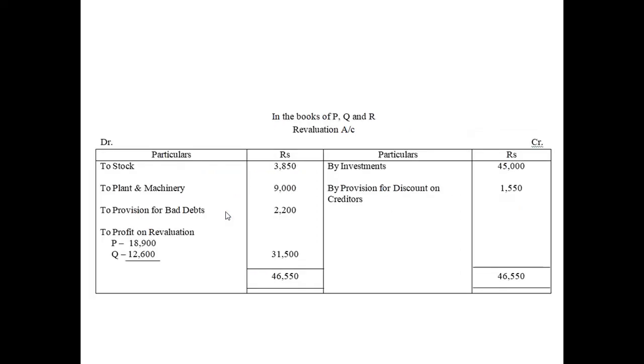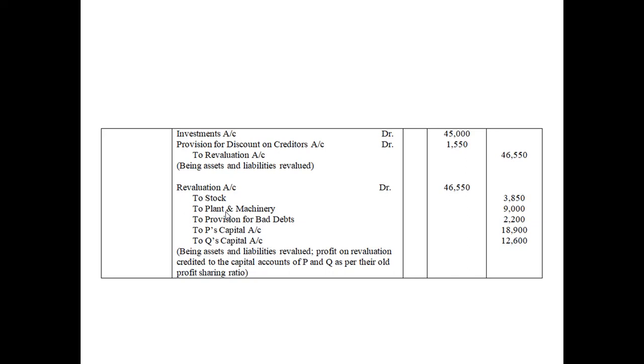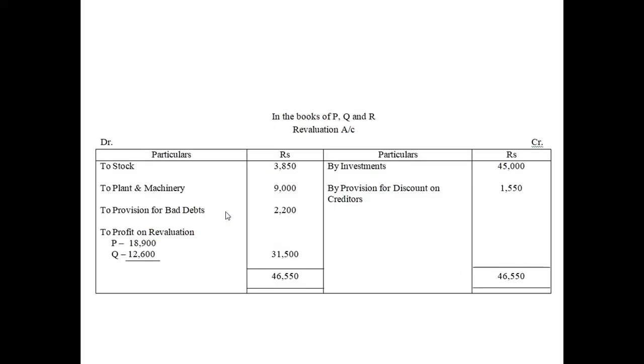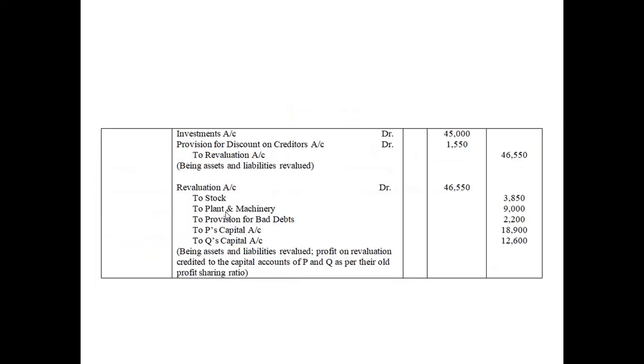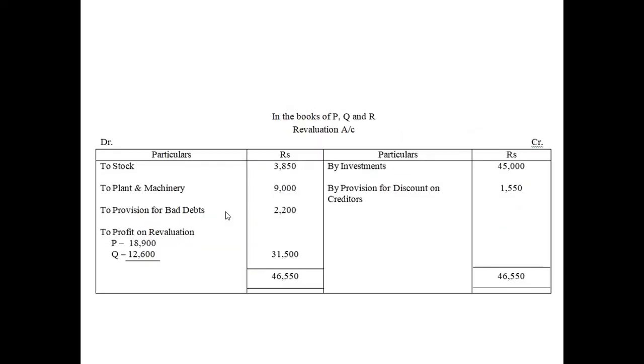Now let us move on to revaluation account. If you have not understood these two journal entries, then you can refer to the revaluation account. Again, I'm repeating, okay. Because these entries are from the revaluation account only, okay. Now let us check the revaluation account. So you can see here that stock and plant and machinery are worth 10% less than the book value, which means the stock and plant and machinery are to be depreciated by 10%.